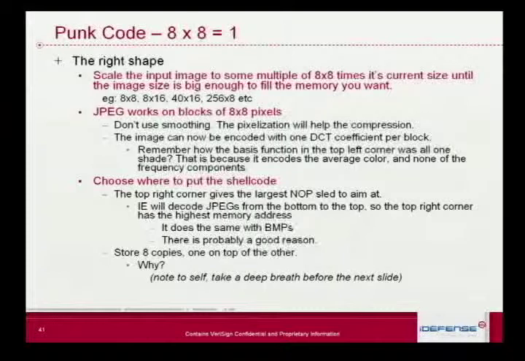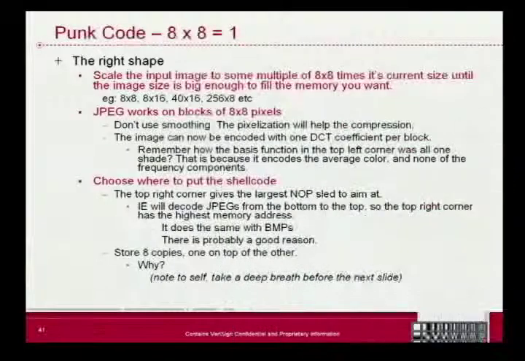If you scale, as I said, scaling the image to some multiple of 8 by 8 times its current size, until it's big enough to fit in memory, do that. JPEGs, they work on those blocks. If you don't use smoothing, the compression gets helped. I think I mentioned that already. You can now decode that entire block with only one DCT coefficient per block. If you remember the top left-hand corner of the basis function, it was all one shade. It's because it encodes the average color and none of the frequency components. So if it's just a single square, it's just going to be one value set, and the rest of the coefficients are going to be 0.